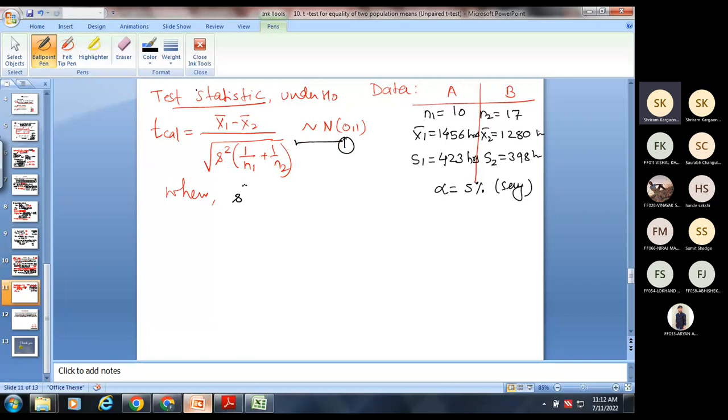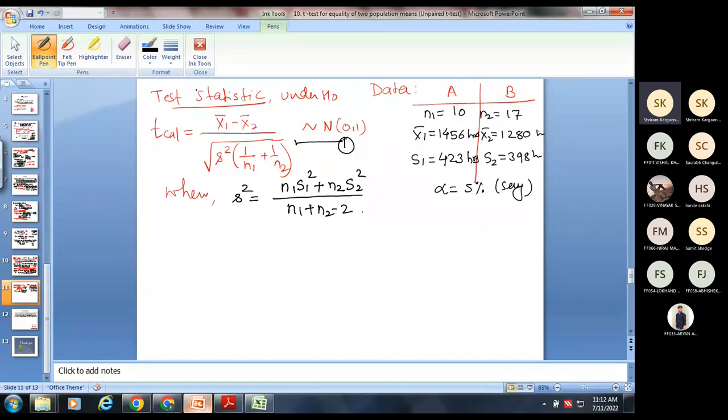Now here, sample mean square. Now I have a relation between this and the sample standard deviation. What is the relation between sample mean square and sample standard deviation? This is for two samples. So this is the relation: s squared equals n1 s1 squared plus n2 s2 squared upon n1 plus n2 minus 2. Already we have discussed this. So put the values there.